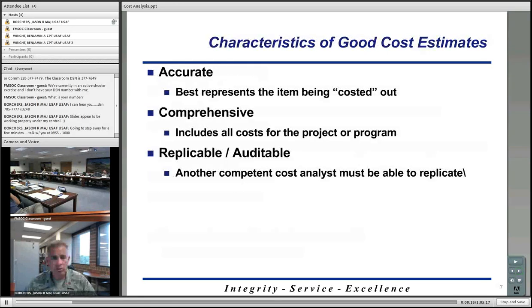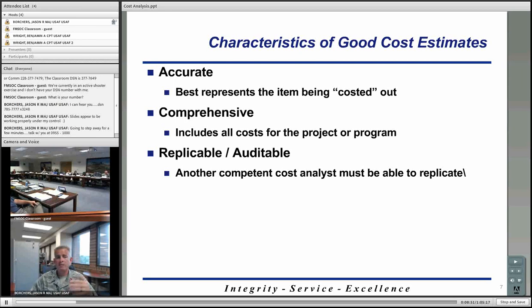Just some characteristics of good cost estimates. They may be pretty straightforward, but it needs to be accurate: the best representation of the item that's being costed out, the best representation that you can come up with at any given time. It needs to be comprehensive, so that means cradle to grave. Include all the costs from the very inception of a program to its termination and disposal. You need to include all of that because we need to know what we're in store for regarding the cost of a program.